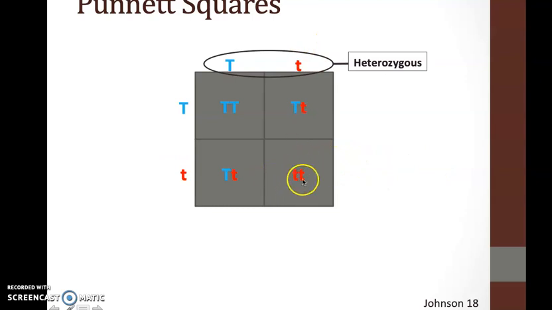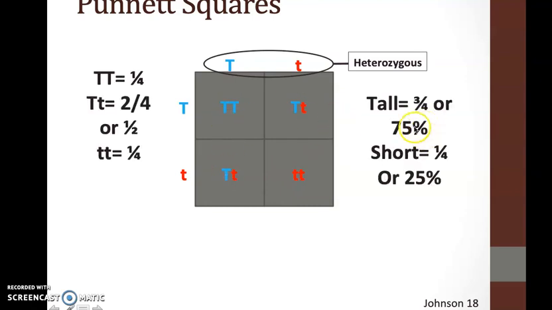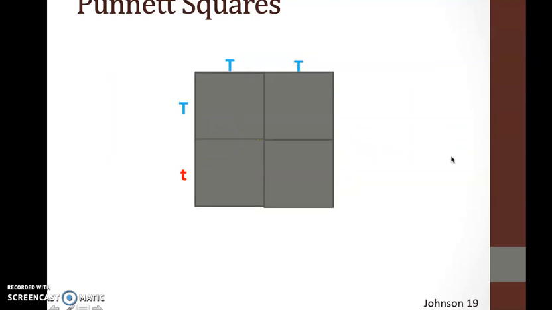Okay, what do we have here? We have our first homozygous recessive. This is going to be short, while the rest of these are going to be tall. So we can say 3 out of 4, 75%, are going to be tall, and 1 out of 4, 25%, are going to be short. That's a 3-to-1 ratio.